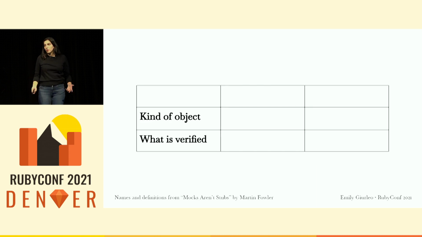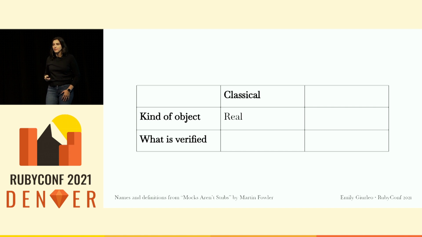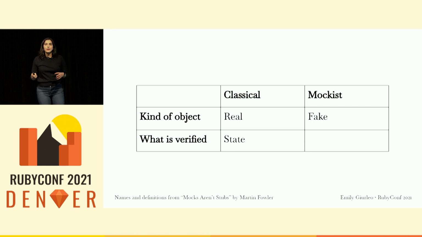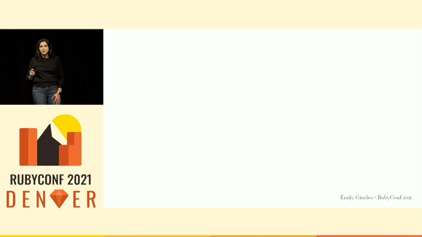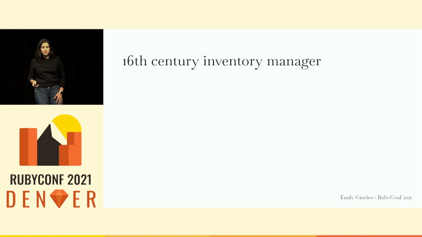So, when I say the word mock, what do I mean? Well, when we're writing tests, there are 2 high-level approaches that we can use to decide how to create the objects that we're going to use in our tests. The first is called the classical approach, and this is when we create real objects and then verify their internal state. The second is called the mockist approach, and this is when we actually create fake objects, and instead of verifying their state, we verify their behavior. And I'm going to show you some examples of the differences between these 2 approaches.